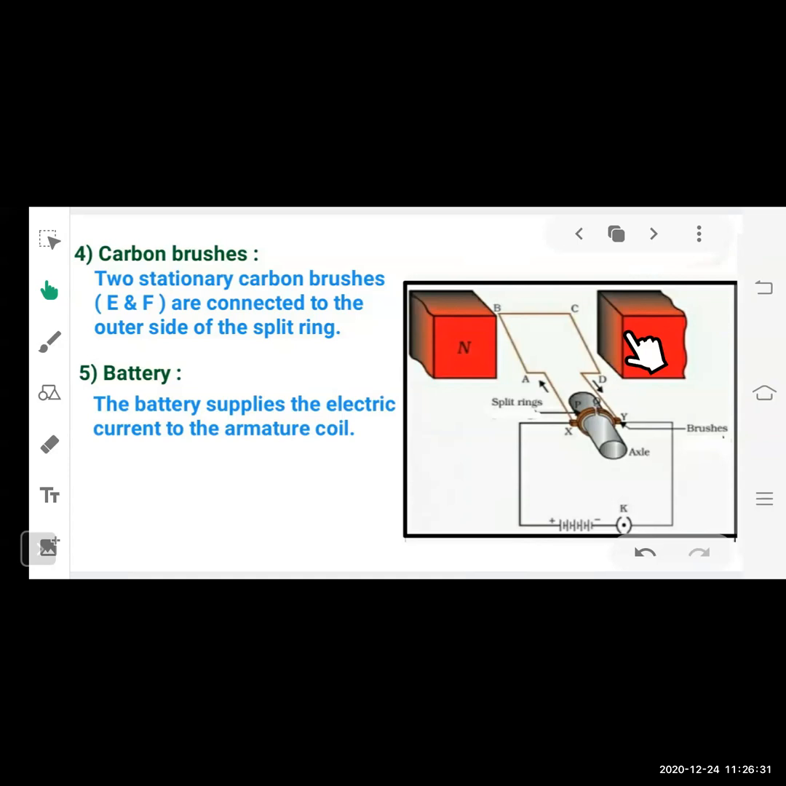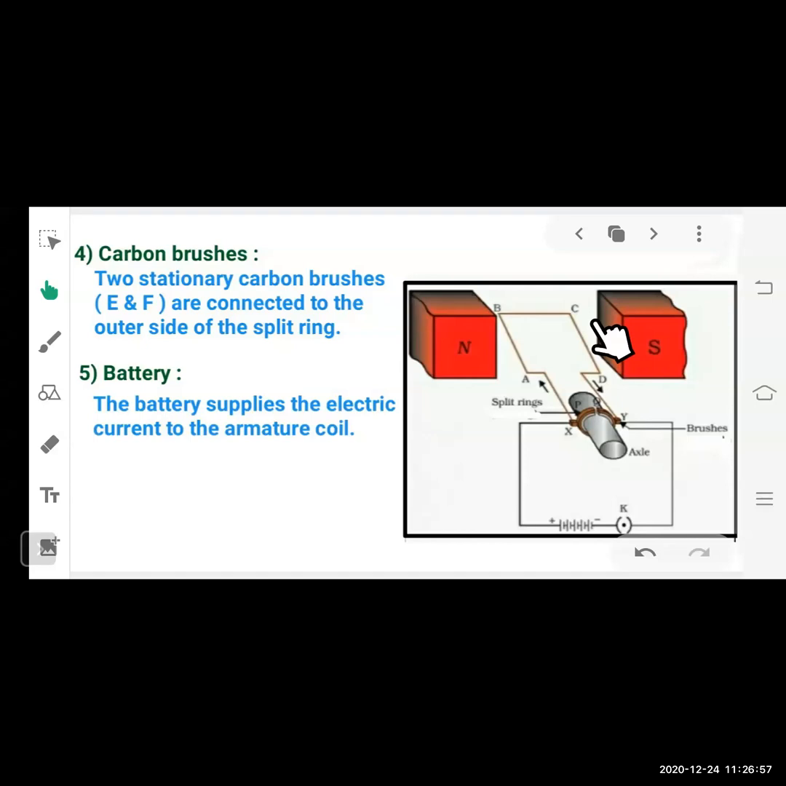So by using left hand rule, when we find out the direction of force on the conductor, we find that the force exerted on AB is in the downward direction, and the force exerted on branch CD is in the upward direction. And because of this the armature coil starts rotating in anti-clockwise direction.